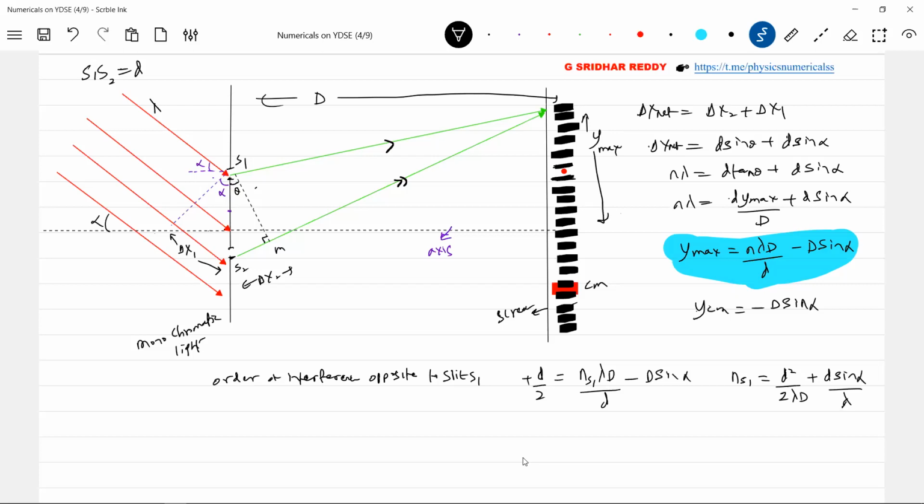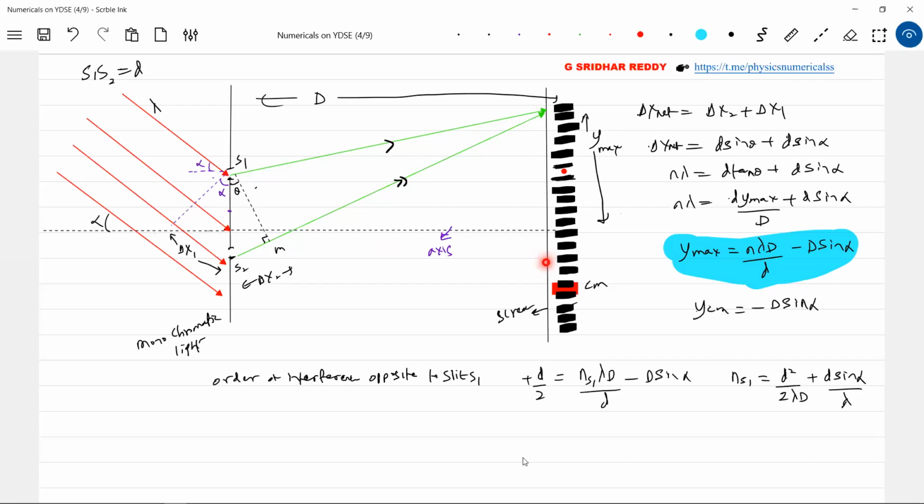Check it, final equation, is it correct? NS1 should be equal to D square by 2 lambda capital D plus D sine alpha by lambda. Capital D gets eliminated. Okay, this should be the order of interference. Substitute all these values, you'll get the order of interference. Similarly, I want order of interference exactly opposite to slit S2.